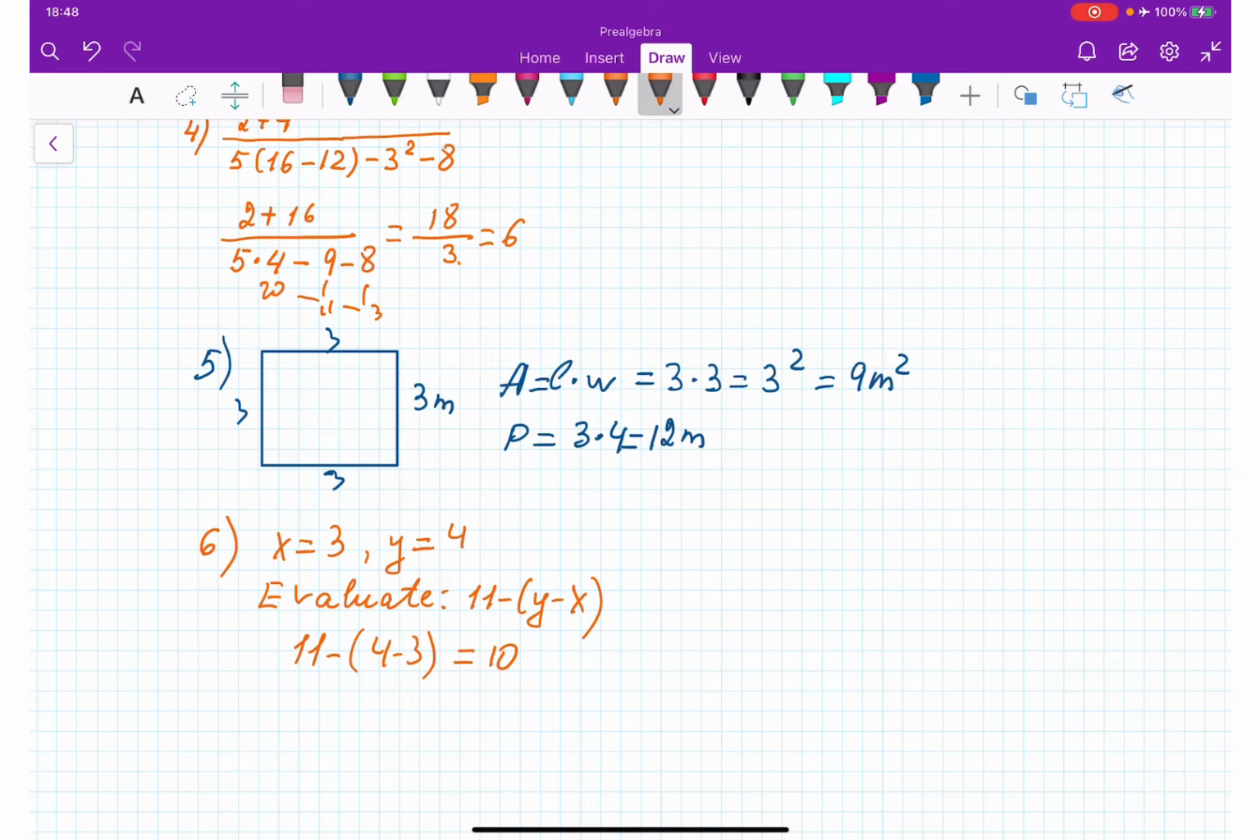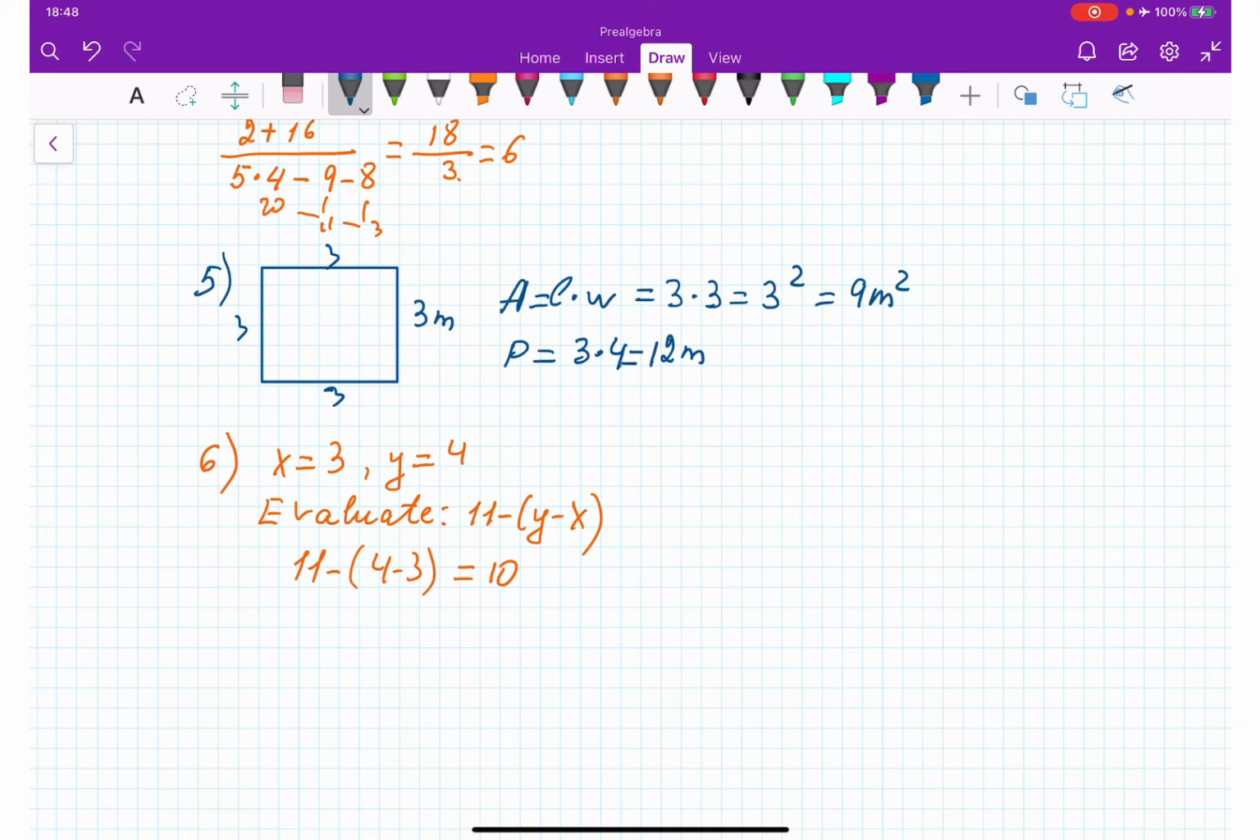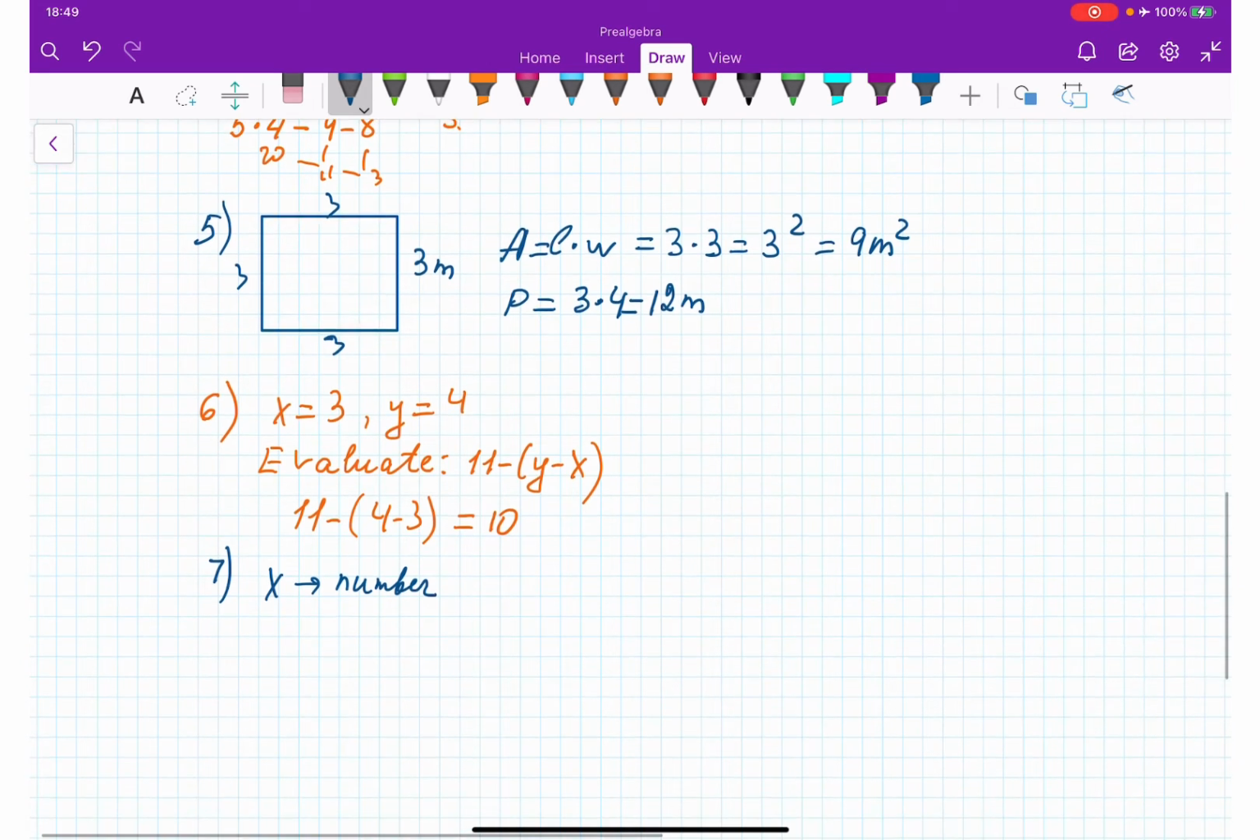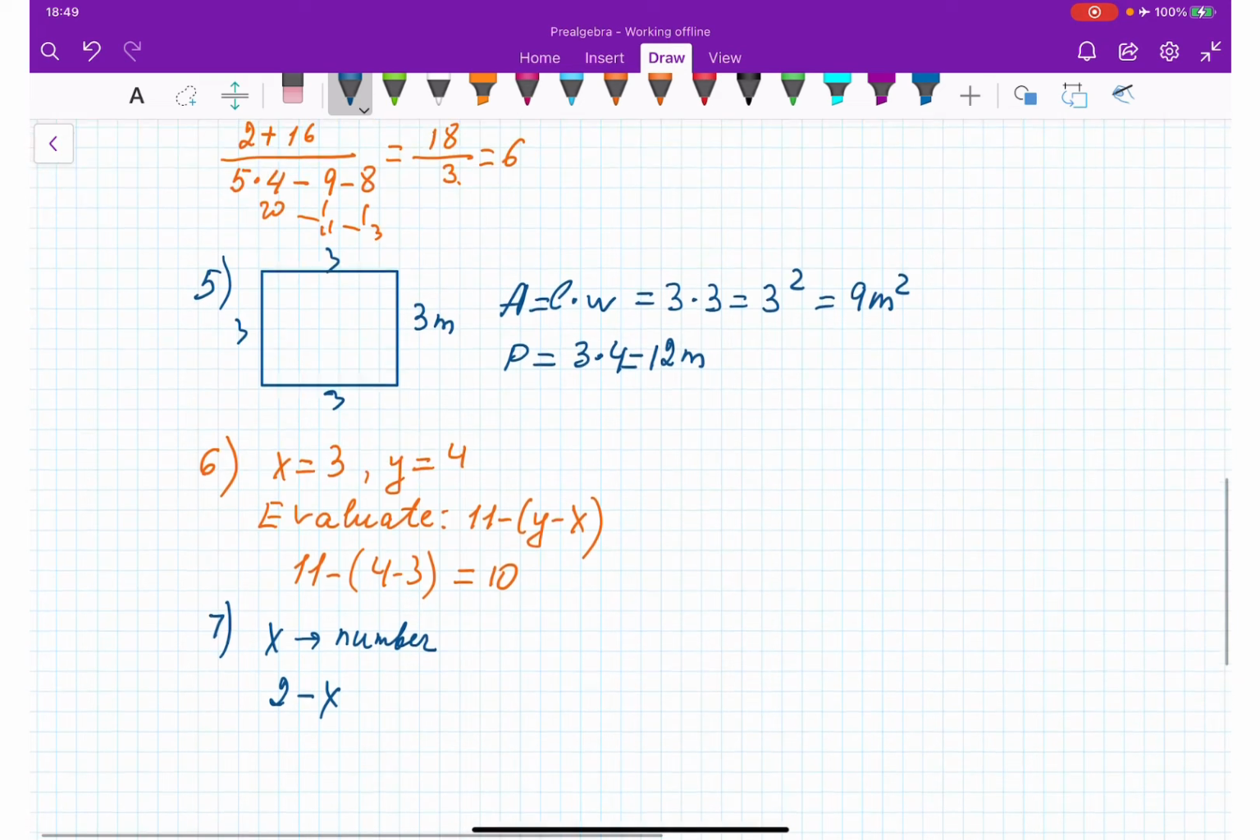Number 7. Write the following phrase as a variable expression. Use x to represent a number. So x is going to represent the number. Let's see what it says. A number subtracted from 2. Number subtracted from 2, or 2 minus number. There we go. A number subtracted from 2.